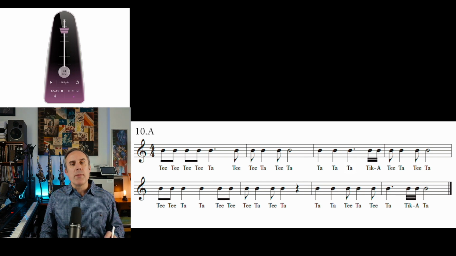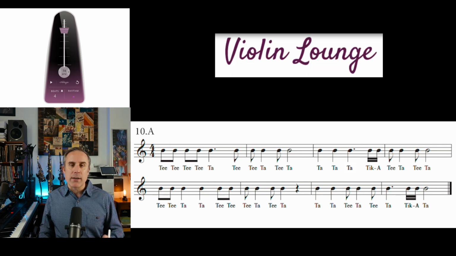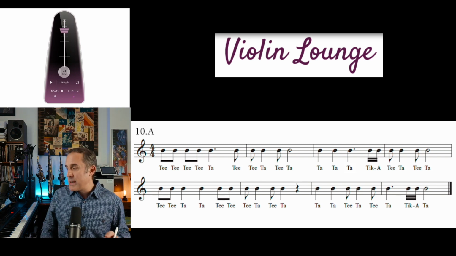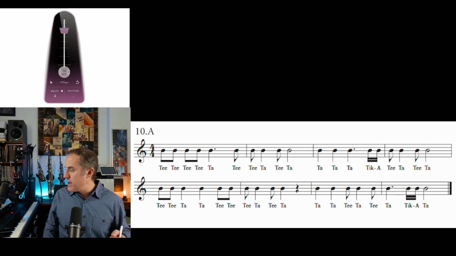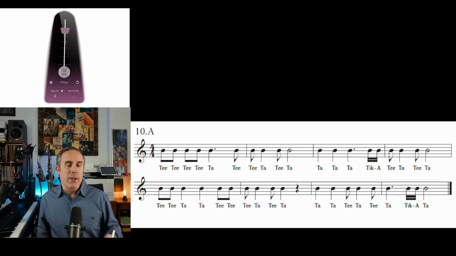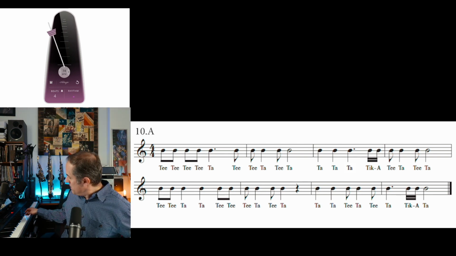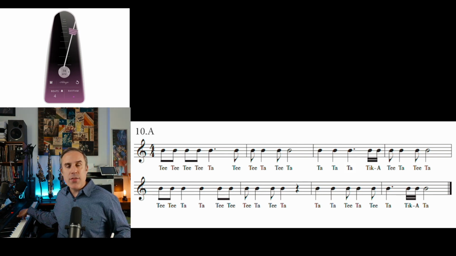I'm going to stick with the metronome from violinlounge.com. Thank you again to those folks for offering up a free metronome. So I'm going to get that started right now. We're at 74 beats per minute, or the quarter note equals 74. I will be vocalizing this on a G3. You're welcome to join me on that pitch, an octave higher, an octave lower, or a different note altogether, but I do hope you'll vocalize the rhythm with me. So here we go.